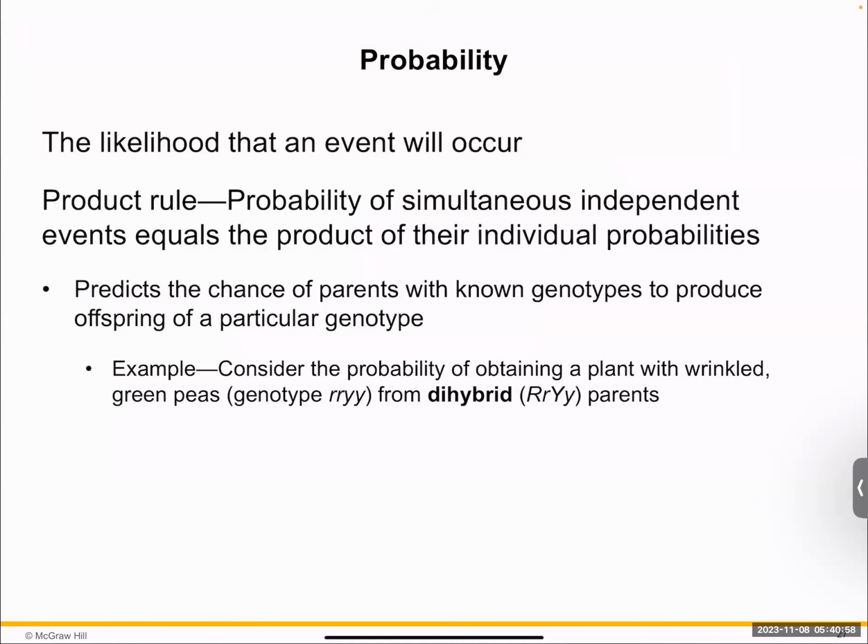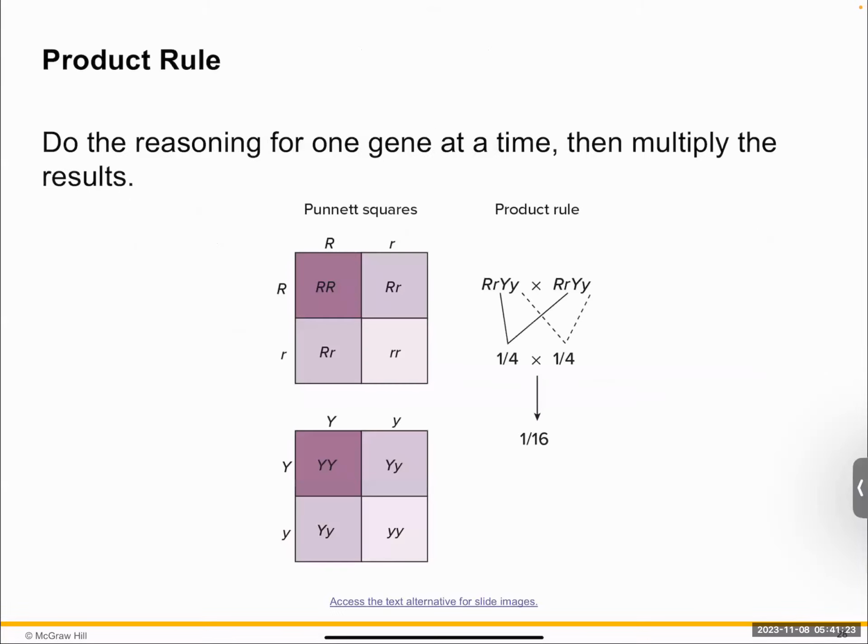Okay. So probability. This is kind of thinking about the statistic, the likelihood that an event will occur, right? Kind of simple. So the probability of simultaneous independent events equals the product of their individual probabilities. What does that mean? We'll talk about it in an example because I think it makes it a little bit easier.